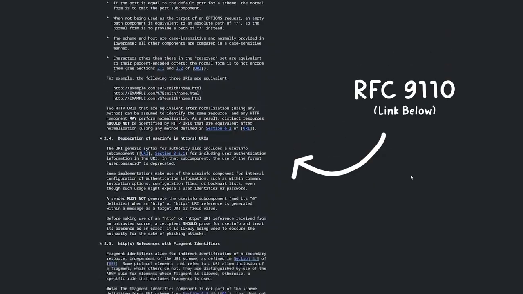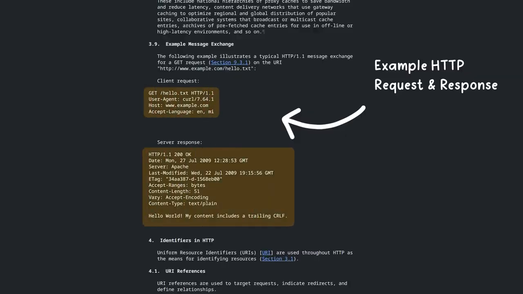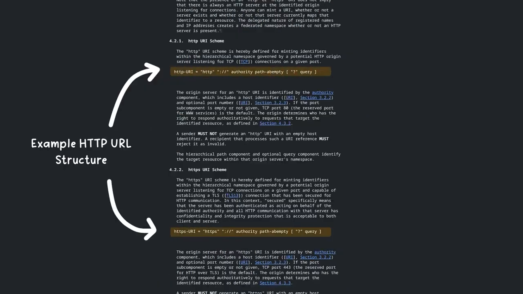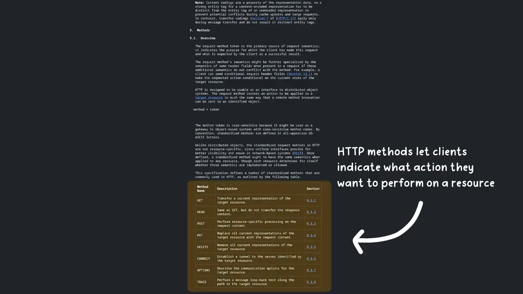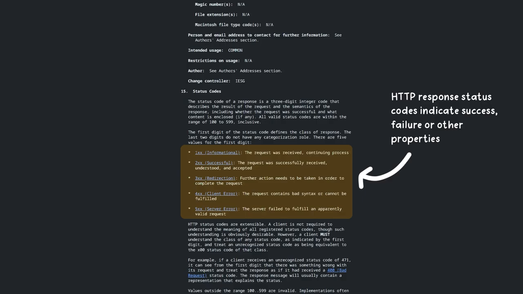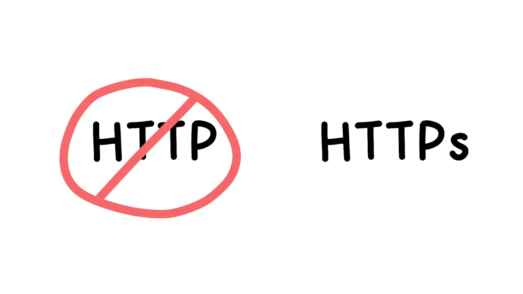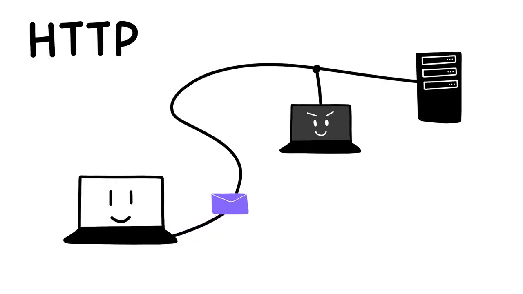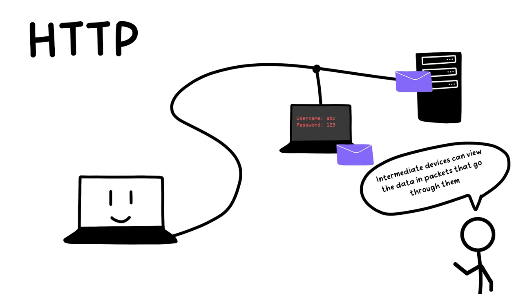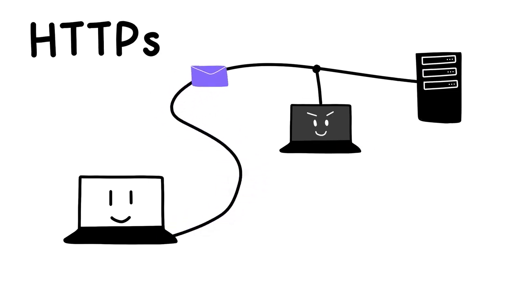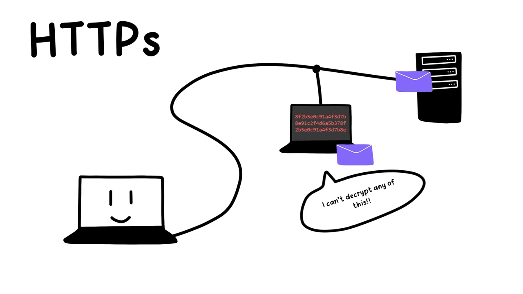This long document specifies things like how the request should contain the HTTP version, the URL, an HTTP method, headers, and an optional body. It goes into extreme detail over what each of these means, like how a URL is structured, what methods there are, and what the available HTTP response status codes are. HTTP is for the most part replaced by the HTTPS protocol, as HTTP is sent in clear text, allowing intermediate devices to view the information you send and receive from a web server. HTTPS solves this problem by encrypting the data while it is in transit.